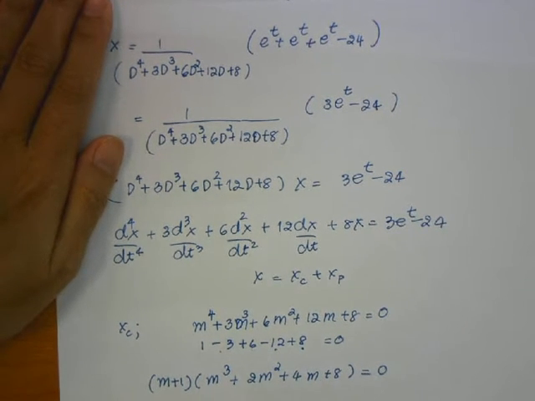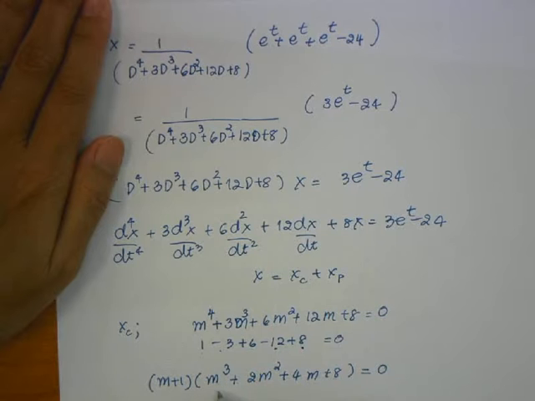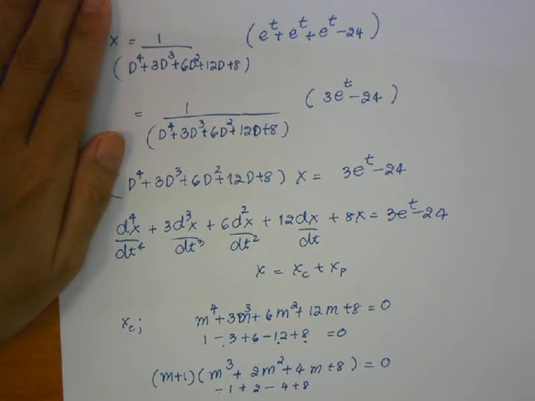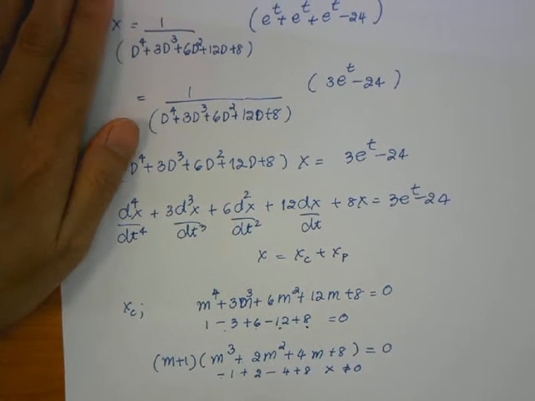Now, it has all plus signs again, so that means you have a negative root. What if I use minus 1? I would get minus 1 plus 2 minus 4 plus 8. 2 plus 8 equal to 10. Minus 1 minus 4 is minus 5. So it's not equal to 0. So that means m equal to minus 1 is not right.